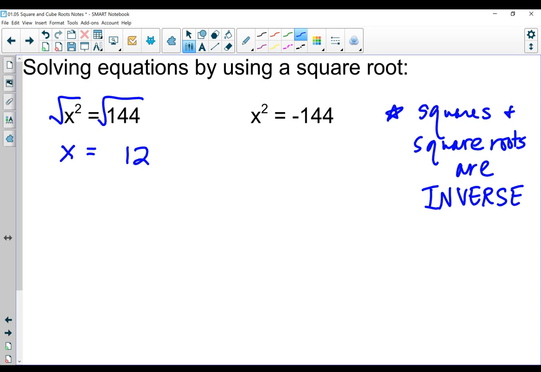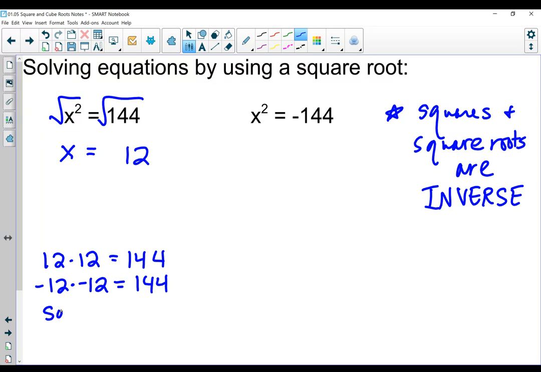So when we're solving and we're square rooting a positive, something kind of interesting happens here. One solution is 12, because 12 times 12 is 144, but we have a second solution. Negative 12 times negative 12. Negative times negative is positive, so that's also 144.